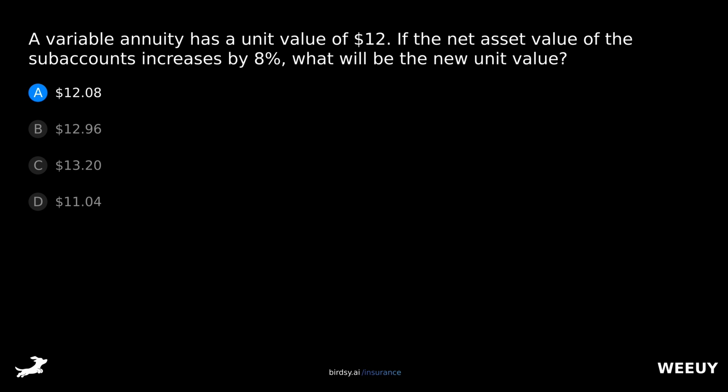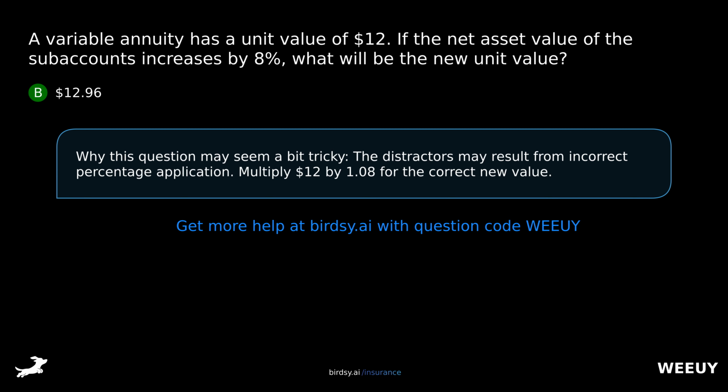Is it A, $12.08, B, $12.96, C, $13.20, or D, $11.04? The answer is B, $12.96. Why this question may seem a bit tricky.